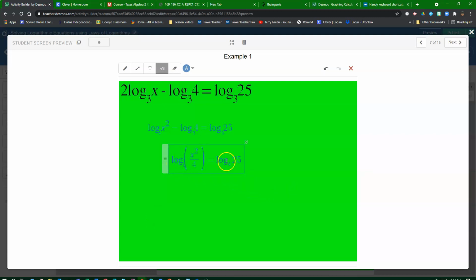Okay, now notice I got log of base 3 on both sides. That means I can drop them, and then I'll just be left with the arguments. Equals 25. All right, and again, the bases were the same.